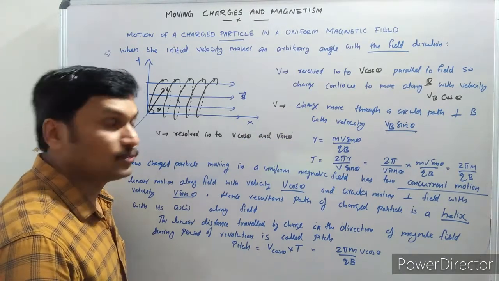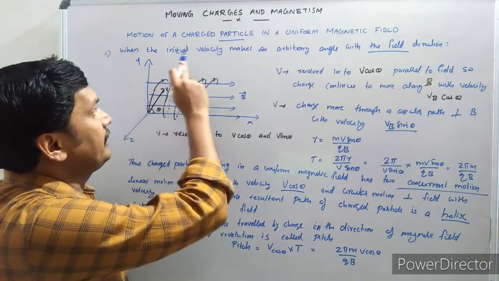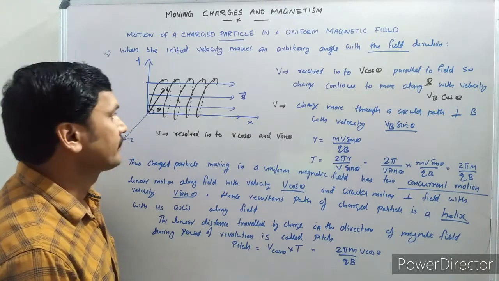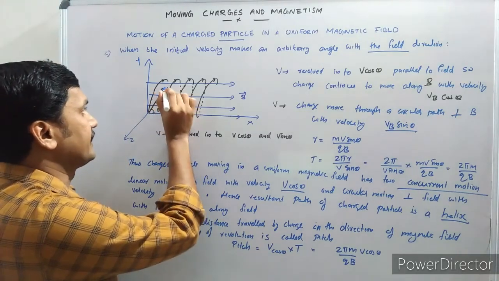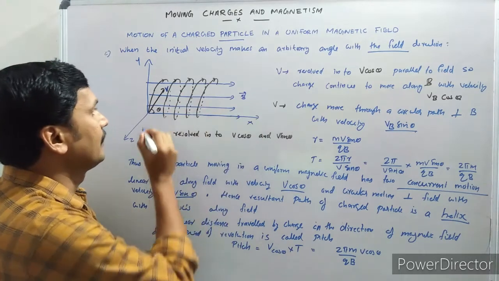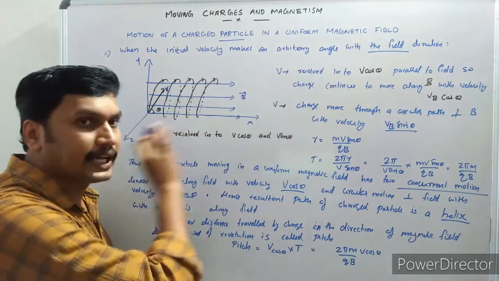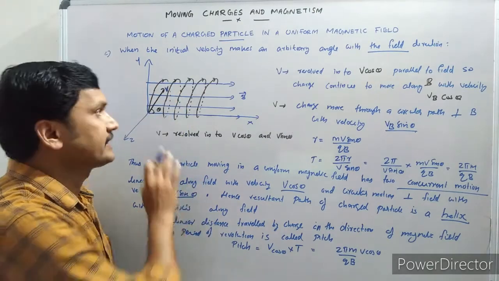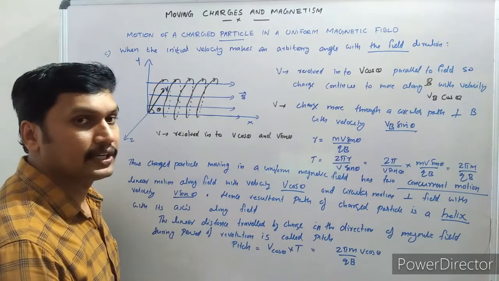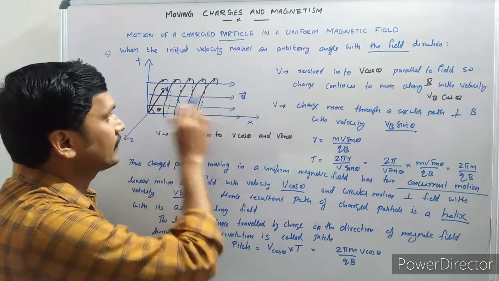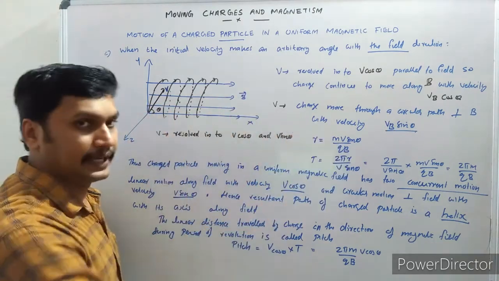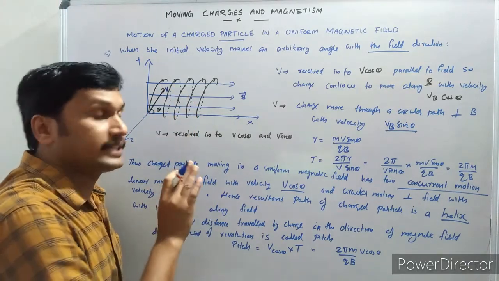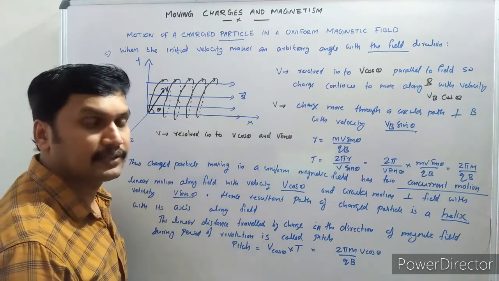Now see case 2, when the initial velocity makes an arbitrary angle with the field direction. Here, the charge enters this magnetic field B making an angle theta with the direction of the magnetic field. The magnetic field is a uniform magnetic field along the plane of this board. The charge enters with the initial velocity v, which makes an angle theta with the direction of the magnetic field.